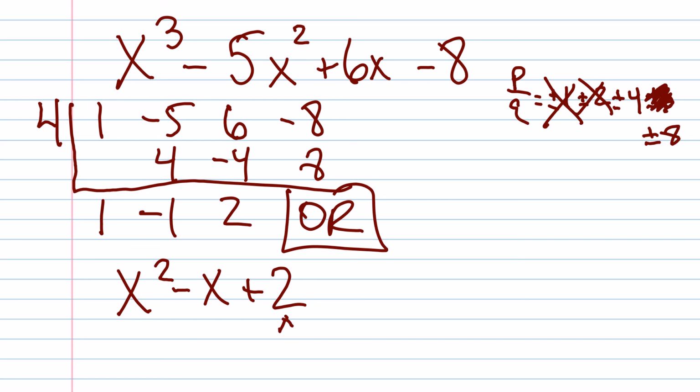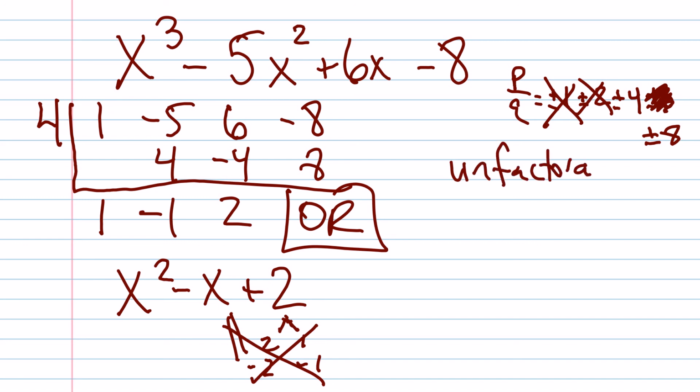Now here's the issue. The only way to get 2 is 2 and 1 or negative 2 and negative 1. And neither one of those will give me negative 1. So neither one of those will work. Which means this is unfactorable. Alright? Since it's unfactorable, I have to use the quadratic formula.